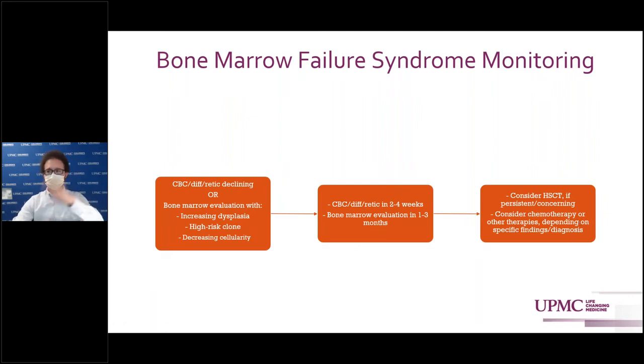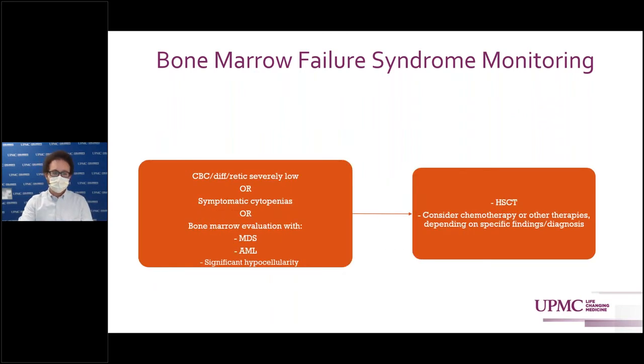And typically, and I'll talk about our team in a second too, we work very closely with our transplant team. So a lot of the times our transplant team already know about these patients before we get to any urgent changes or anything like that. And then again, for patients with severely low counts who are having symptoms from their cytopenias or develop any of these other concerning signs on their bone marrow, that's when we would recommend definitely transplant versus other chemotherapies or treatments depending on what they show, essentially.